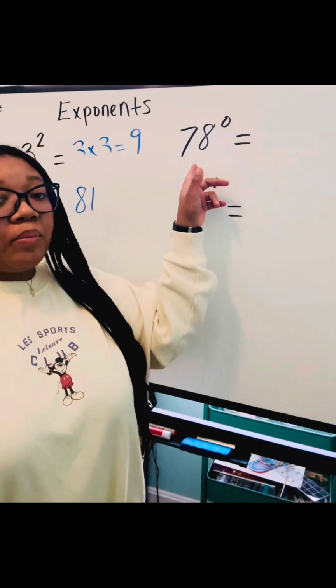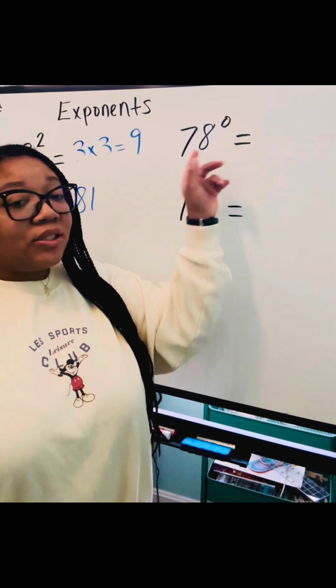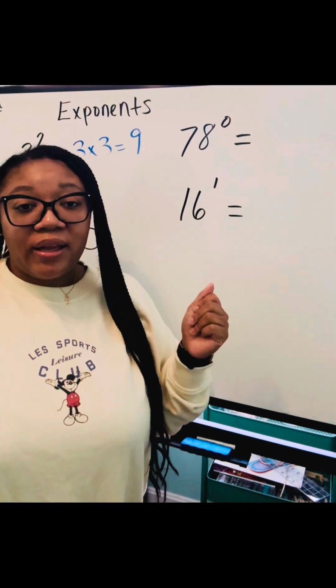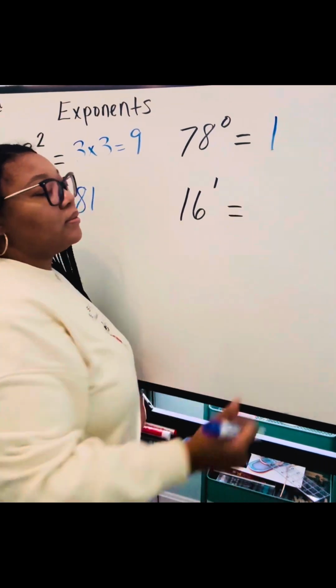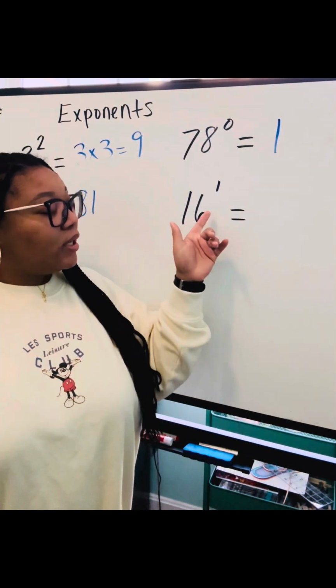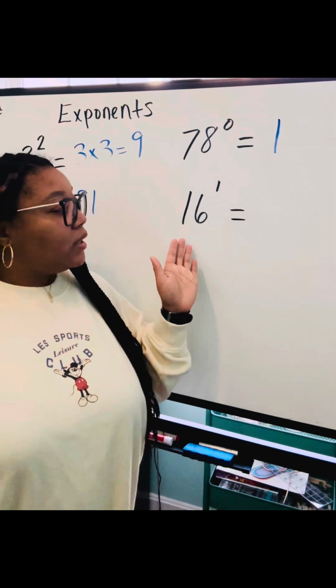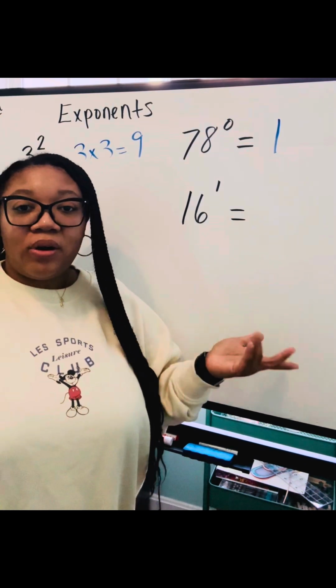Let's look at this example. This was 78 raised to the 0 power. What did you get for that answer? If you said 1, then you are correct. Example, 16 raised to the first power. If you got 16 for your answer, then you are also correct.